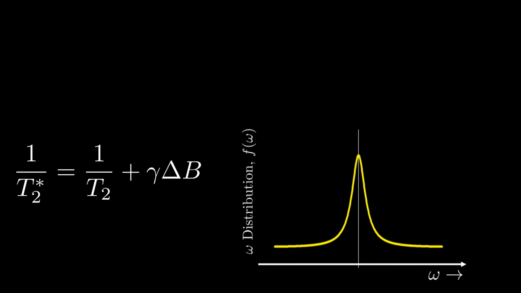Oh, and you might have noticed that somewhere along our discussion we made a jump from having a frequency distribution describing our field inhomogeneity to a single number delta B.